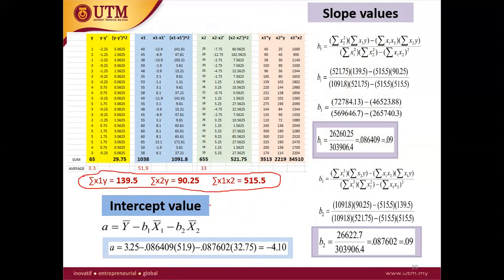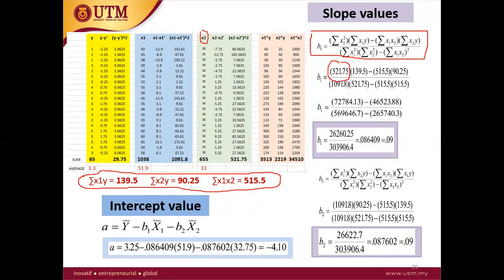Okay. Right. So the slope value is given by this formula. So now the slope value for B1 is the sum of x2 squared, the sum of x2 squared here, right? Which is 521.75. How do you get this value?